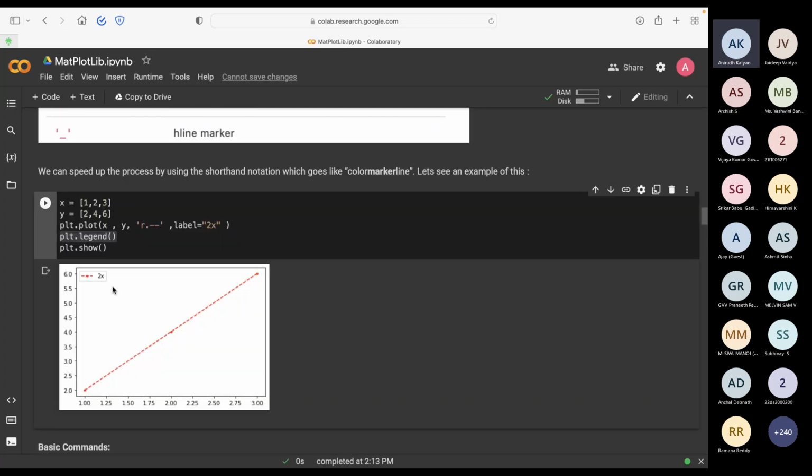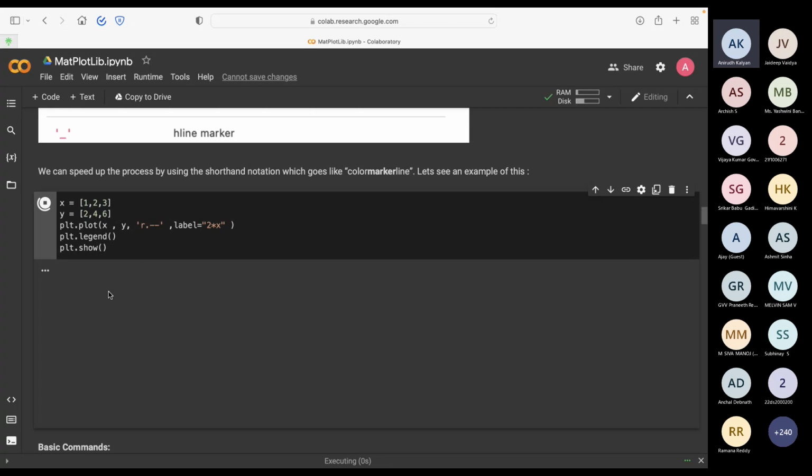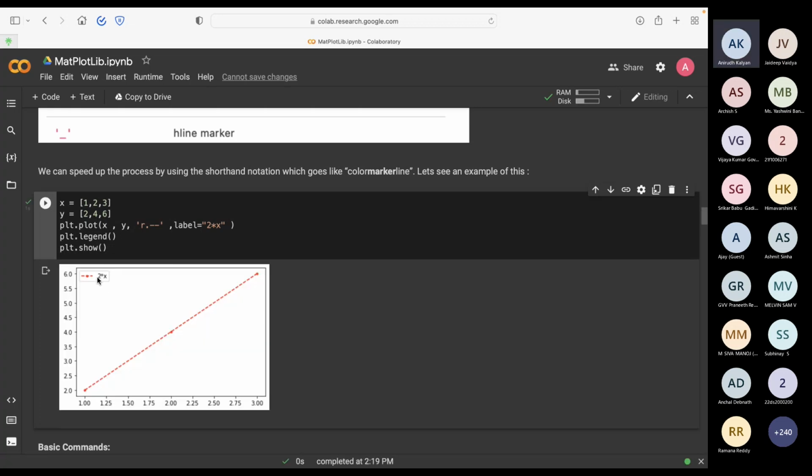Here I've come up with a different graph that gives me y equal to 2x. So I've labeled the graph as 2x. If for some reason I want to label it as 2 into x, just to show you, you can see that now it replaces itself with 2 into x. Why is that? Because the label function is just to label it in the legend. In this case, we have only one graph.